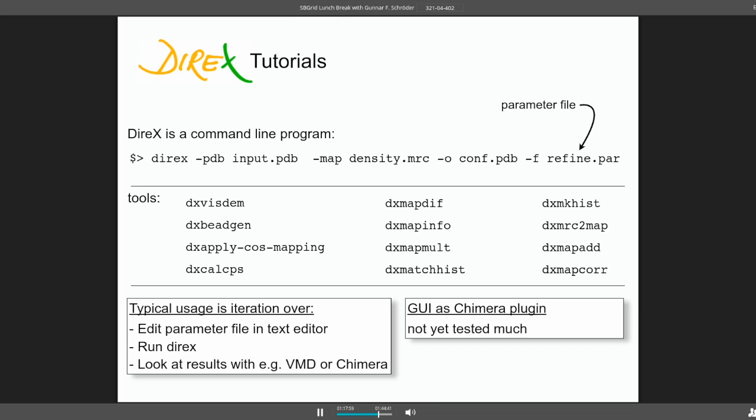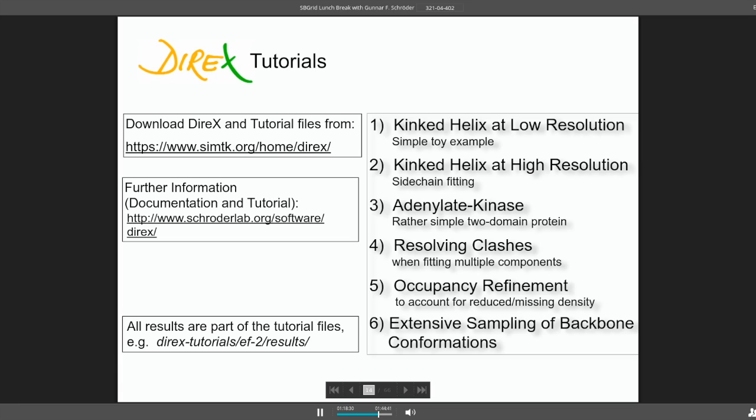The parameter file is a kind of free format file. It contains some explanations of the individual parameters. It's not that difficult to understand what the parameters are about, and you can generate a list of all the default parameters and default values with the -OF option. This is typically a good start if you want to start a new project. I have tutorials that you can also download from the place where you download DireX.